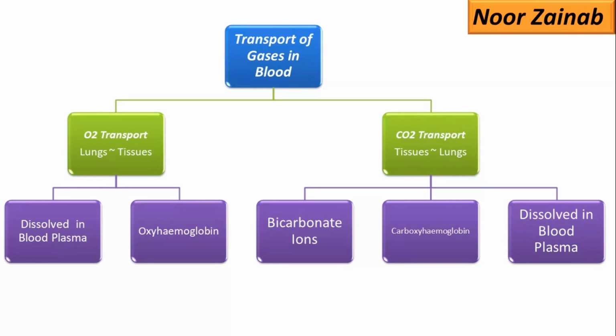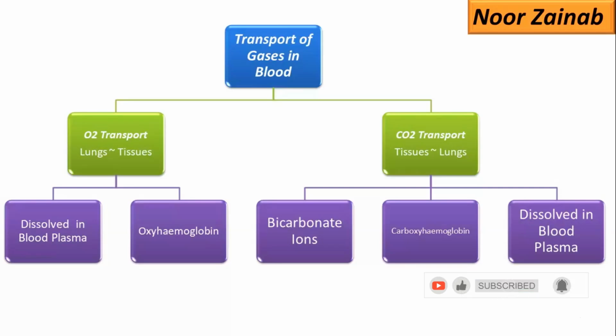Oxygen is transported in two major ways. It can be transported as dissolved in the blood plasma, and it can be transported as oxyhemoglobin. Whereas the transport of carbon dioxide occurs in our blood in three major ways. It can be transported as bicarbonate ions or carboxyhemoglobin, and carbon dioxide can also be transported in our blood as dissolved in the blood plasma.